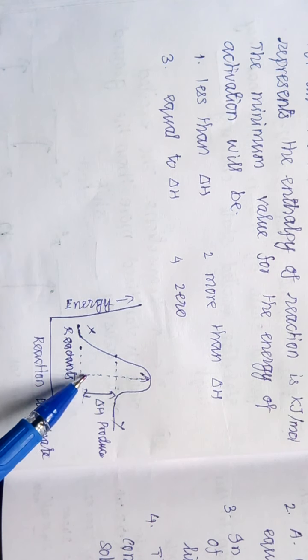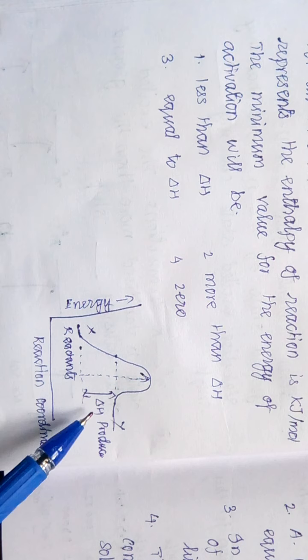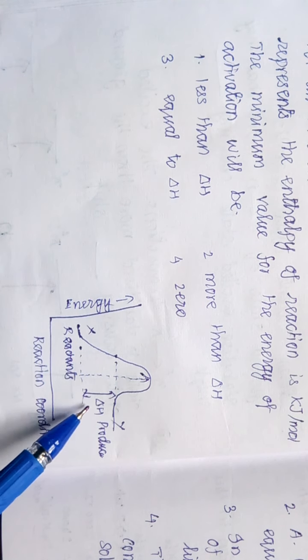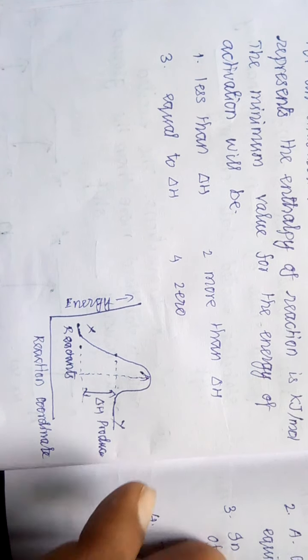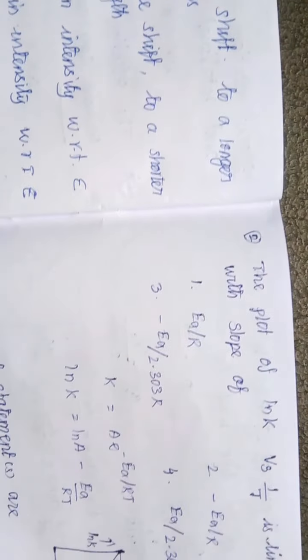So the activation energy will always be more than the delta H, the difference in energy between the reactants and products. So option 2, more than delta H, will be the answer for this. But for an exothermic reaction also, it will be very high. Next, we'll see the next question.